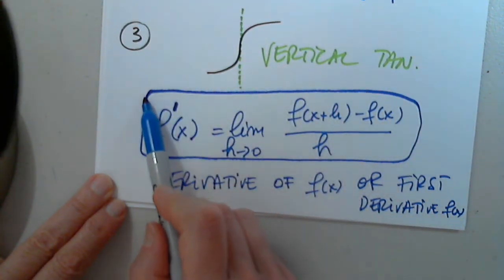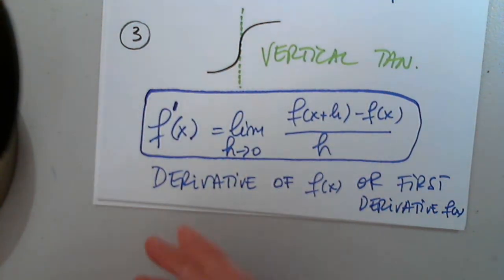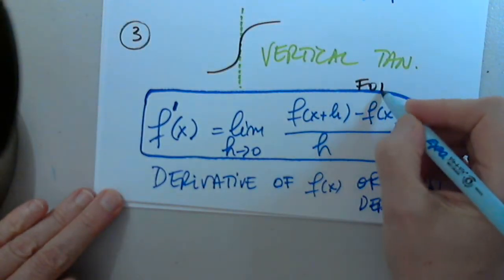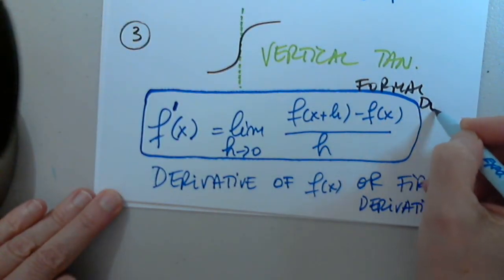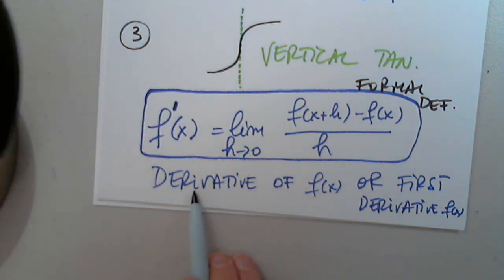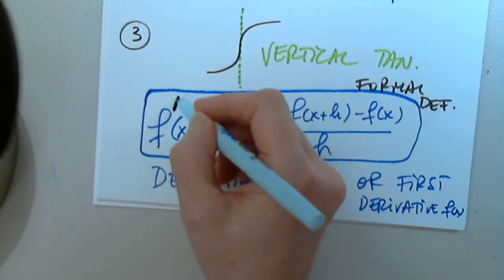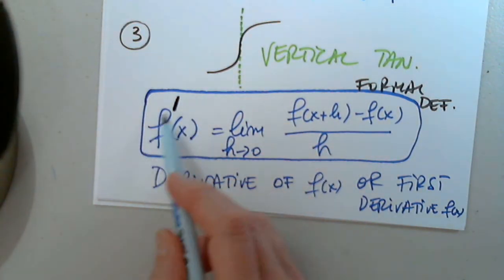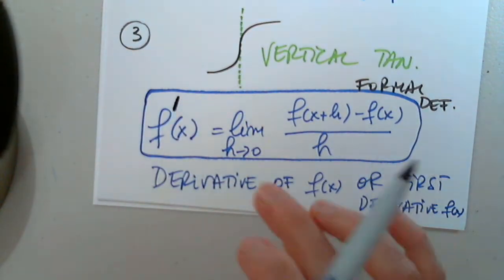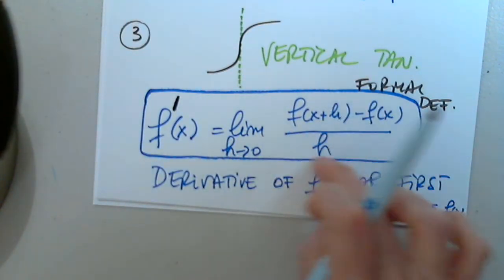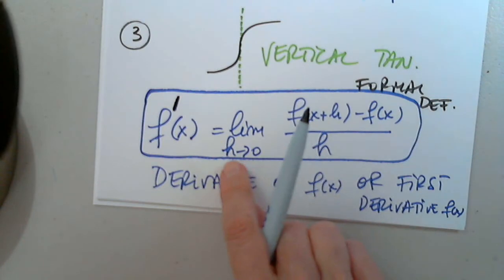In the next section, we're going to learn some rules that will simplify all this, but for now, in this section, we're going to use this formal definition. This is the formal definition of the derivative of a function, or first derivative of a function. F prime of x is a new function. It is given by the limit of the difference quotient when h approaches 0.